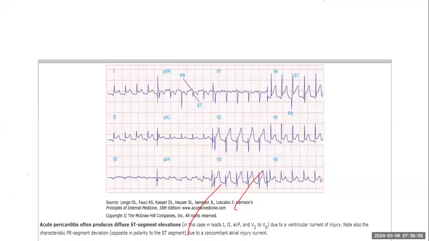This is another slide that shows pericarditis. You can see this from V2 to V3 to V4 to V5. We can see the ST elevation even involving I, II, and aVL. And when we look at aVR, because we know that is a negative lead, instead of seeing the PR depression, we see some PR elevation in that place. So this particular finding points more towards pericarditis as opposed to myocardial infarction.